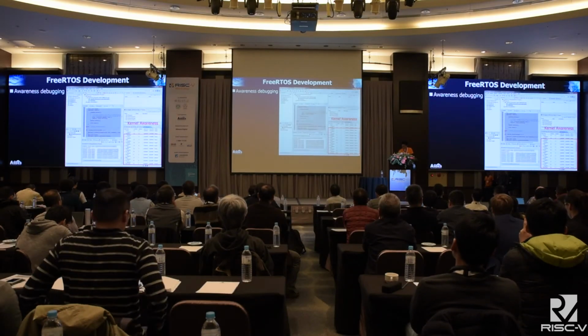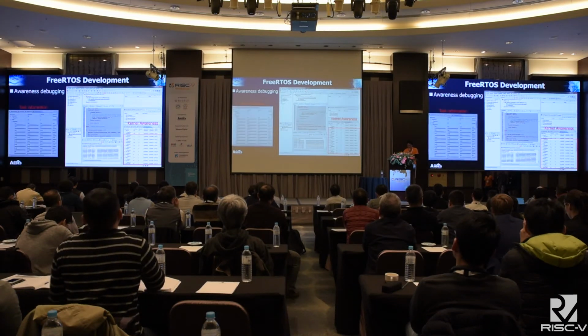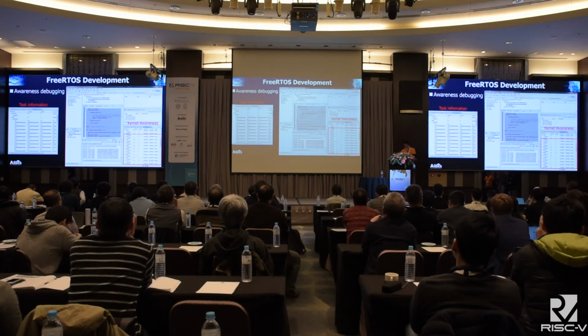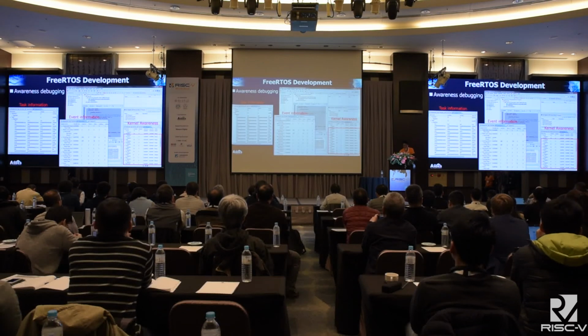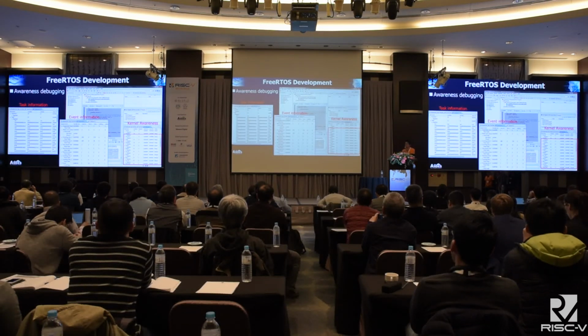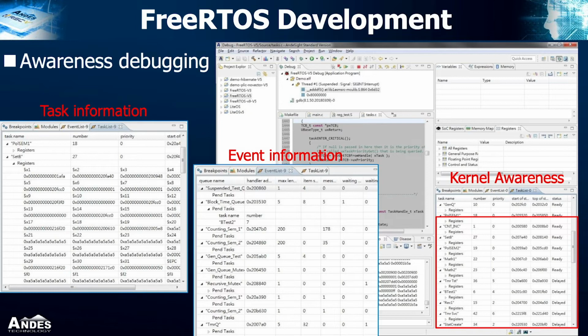And we also provide a useful tool for users to debug FreeRTOS. In our IDE, you could see task information and event information when you are debugging your FreeRTOS. And this is called awareness debugging. We use a Python script to parse the FreeRTOS kernel data structures and print useful information in our IDE.